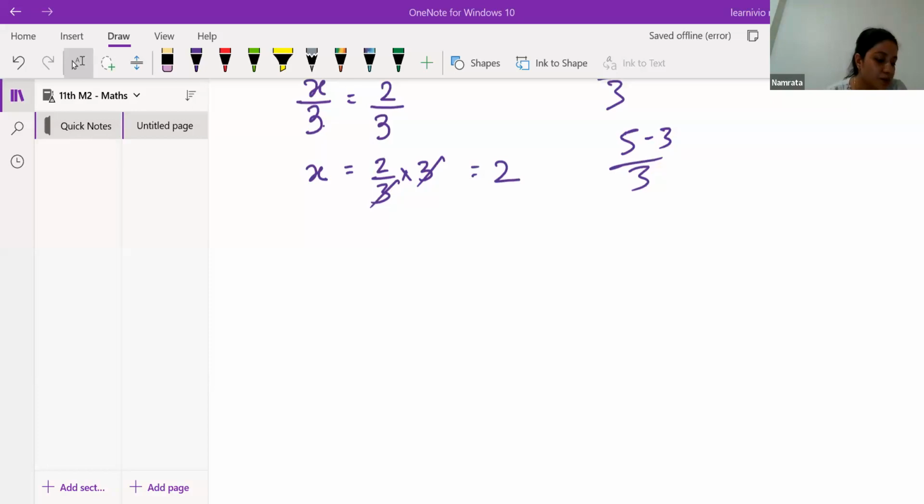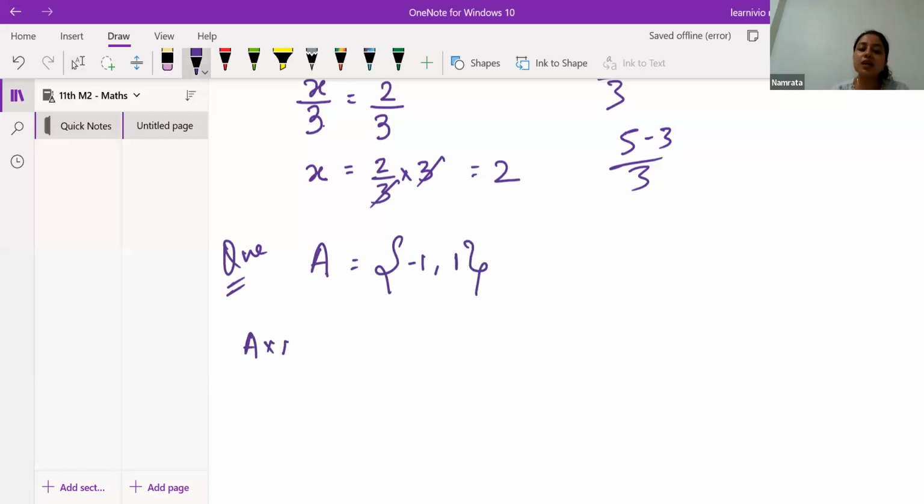Now, Izan, suppose we are having a set A as {-1, 1}, and we have to find A cross A cross A. Can you tell me, considering all possible combinations, what will be the Cartesian product of A with A with A? Ma'am, like only one A element.